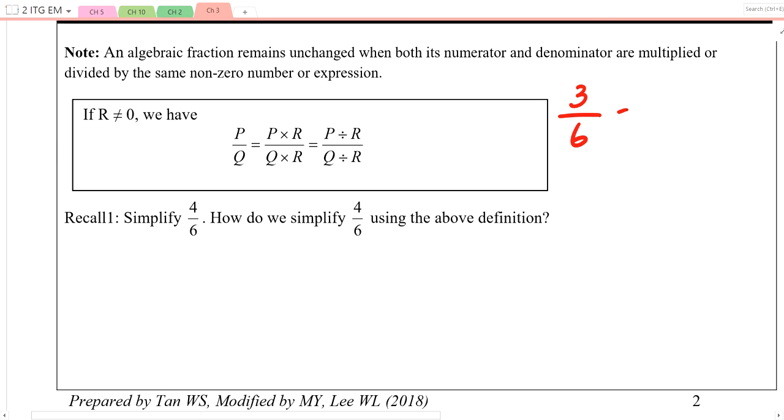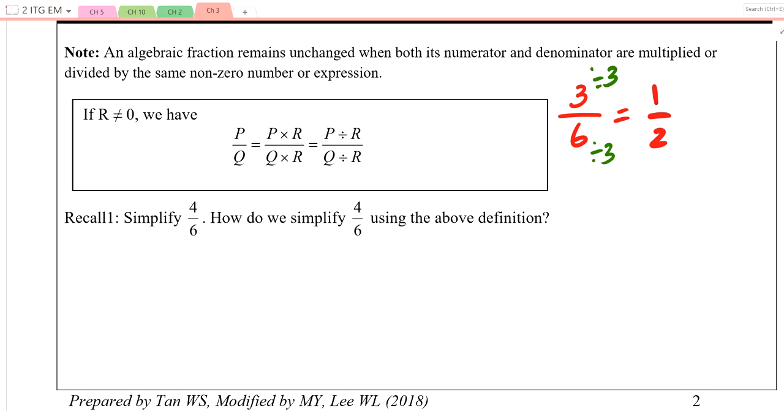3 over 6. What will you do if you have 3 over 6? Divide by 3 on both sides, right? So you will divide this by 3, divide by 3, and we get 1 over 2. Are they the same? 3 over 6 and 1 over 2, are they the same? The value is the same, right?